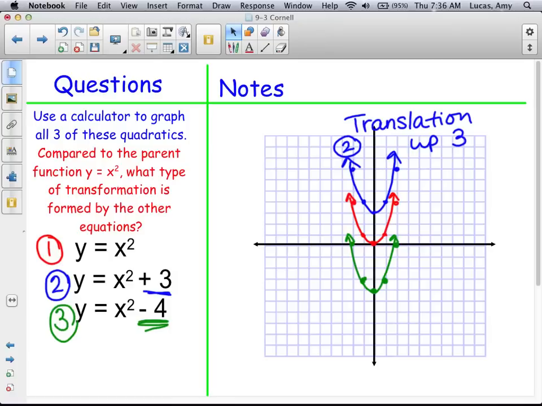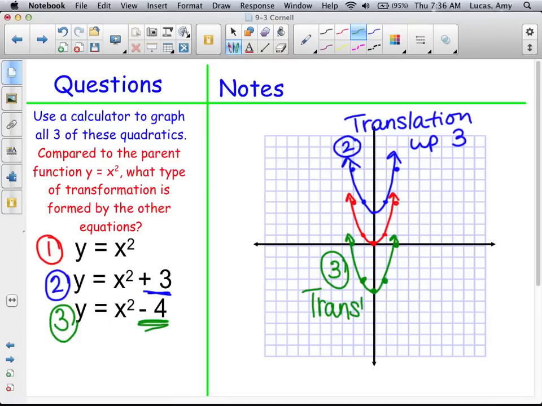So the effect of adding or subtracting a number onto x squared is a translation. If you add a number to the x squared, it is going to be a translation where you're sliding up. And if you subtract, it is a translation where you are sliding down.